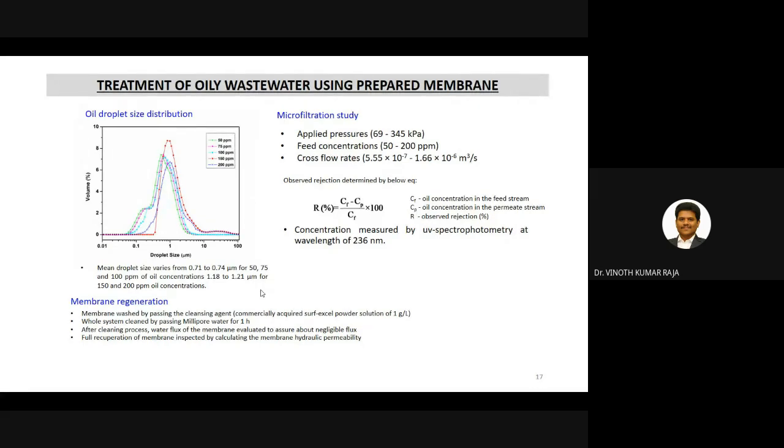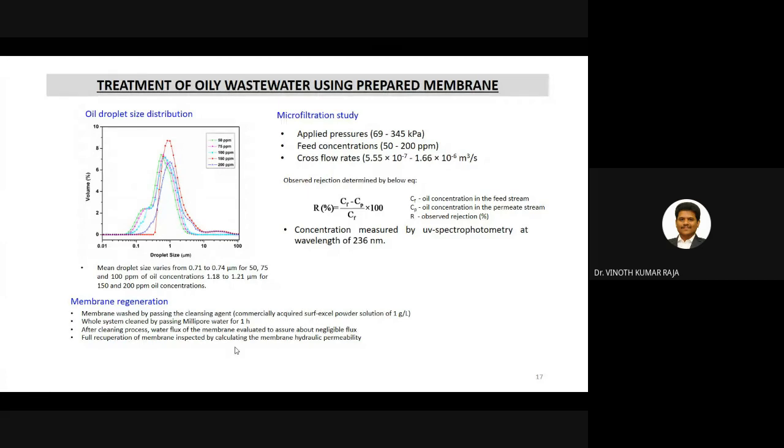We also employed UV spectrophotometry for measuring the concentration of the oil, and it was measured at a wavelength of 236 nanometers. For each experimental condition, for example applied pressure, we used 5 different applied pressures. For each experimental condition, the membrane was washed by passing the cleaning agent, Surfexcel powder at 1 gram per liter, and the whole system was cleaned by passing Millipore water for 1 hour. After cleaning, the water flux of the membrane was evaluated to show negligible flux.